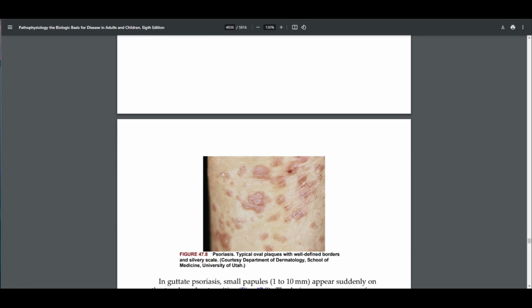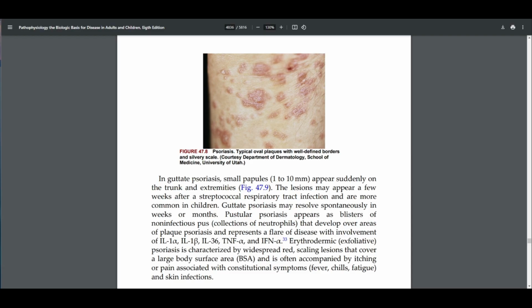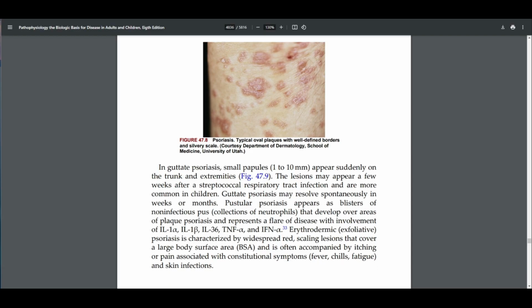So here we're taking a look at psoriasis. In guttate psoriasis, small papules, anywhere from 1 to 10 millimeters, appear suddenly on the trunk and extremities. The lesions may appear a few weeks after a streptococcal respiratory tract infection and are more common in children. Guttate psoriasis may resolve spontaneously in weeks or months.